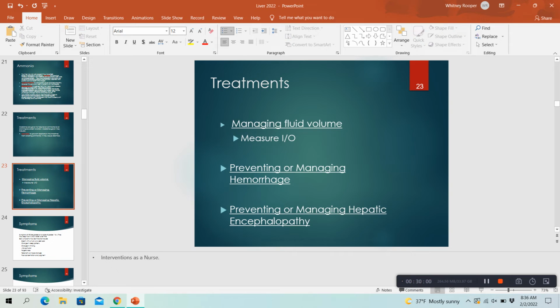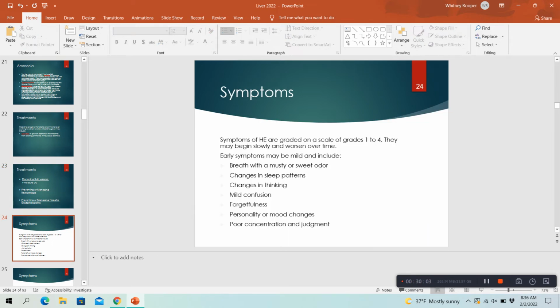We're going to talk a little bit about hepatic encephalopathy. It is graded on a scale of 1 to 4, as I told you. It may begin slow and worsen over time. Early symptoms, they may have a musty odor to their breath. They'll have changes in sleep patterns. They'll have different levels of consciousness, an inability to think clearly. Confusion.